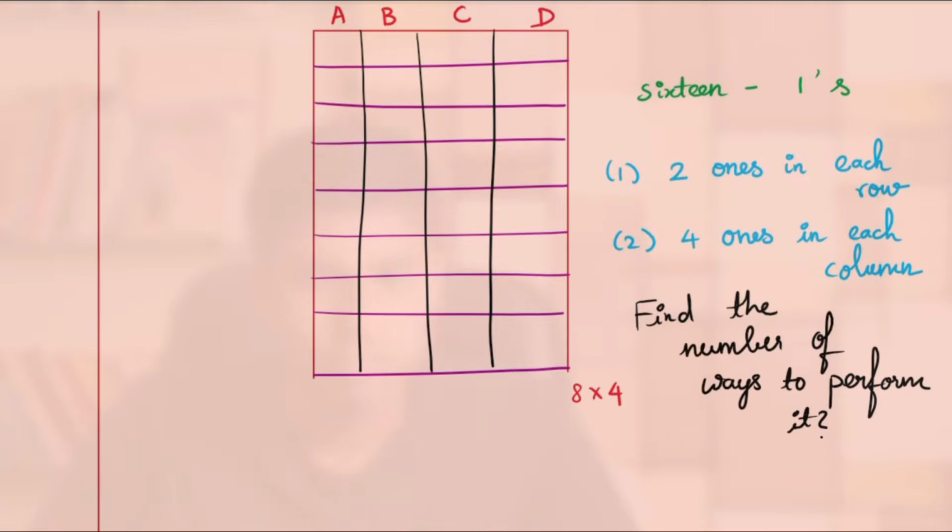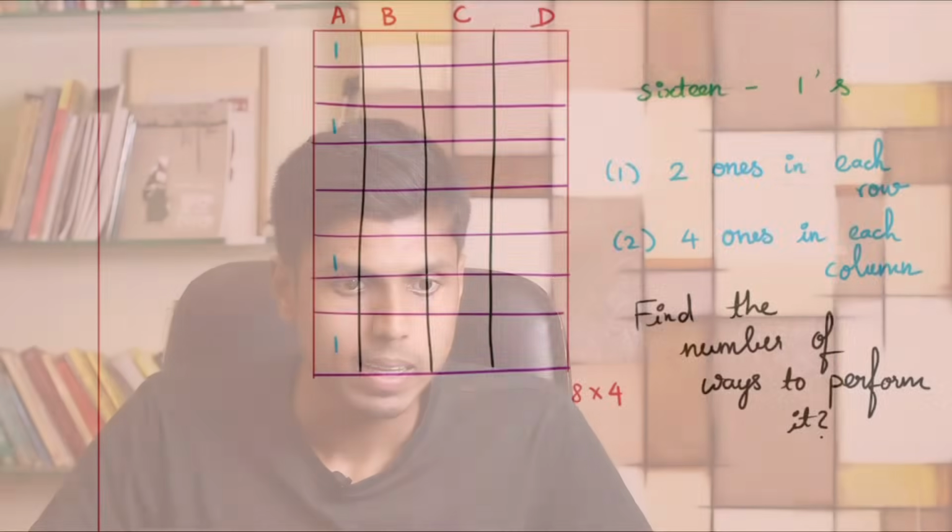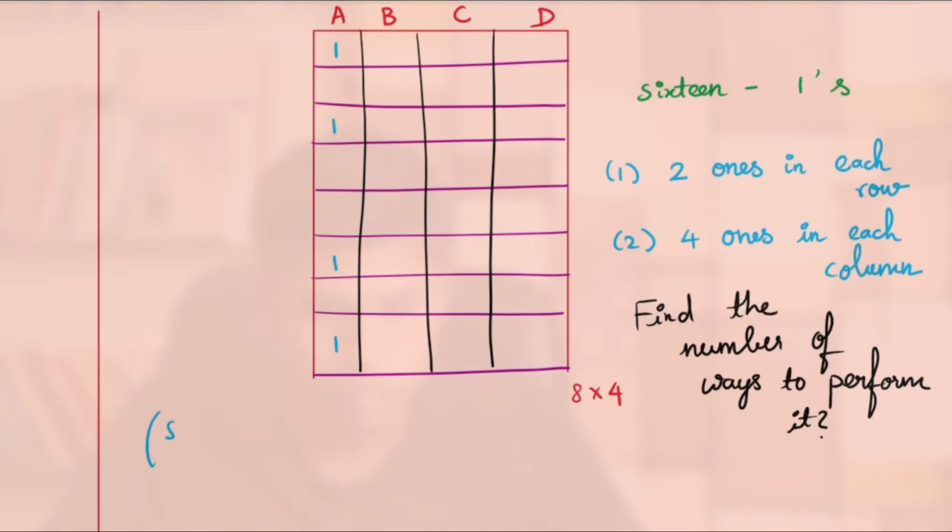First, let's fill the ones column-wise, starting from the first column. In the first column, we need 4 ones, and you can choose any 4 out of the 8. Let's say I choose the 4 as shown. The number of ways will be 8 choose 4.